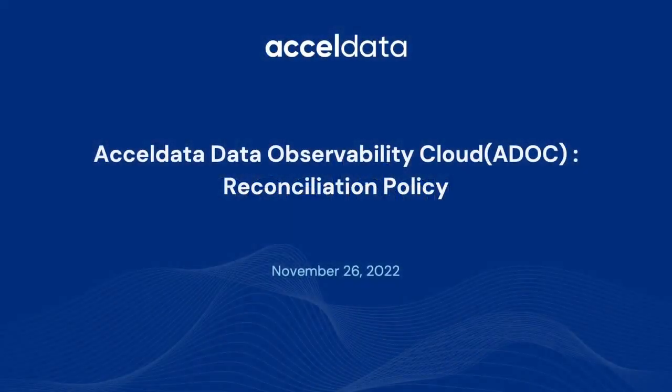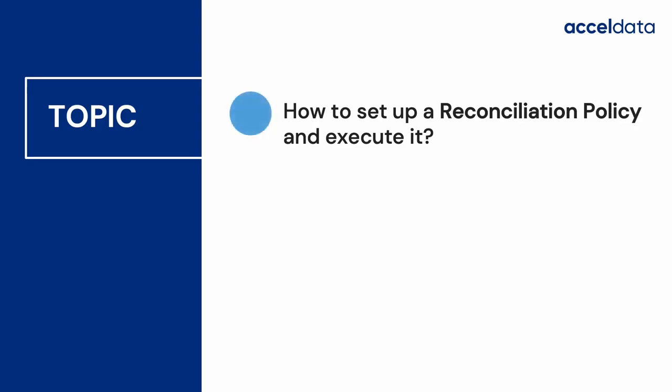In Acceldata Data Observability Cloud, users can create a data reconciliation policy between two assets of similar type or between assets that can be profiled. Reconciliation policies allow us to compare the data in the source assets and sync assets. In this video, you can learn how to set up a reconciliation policy.